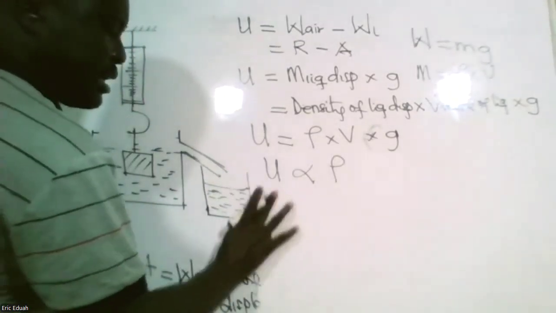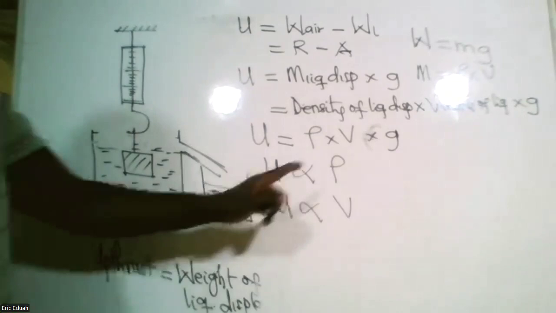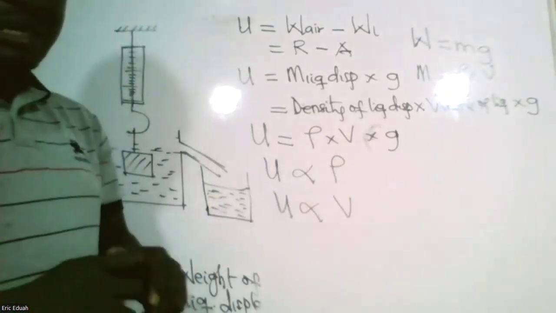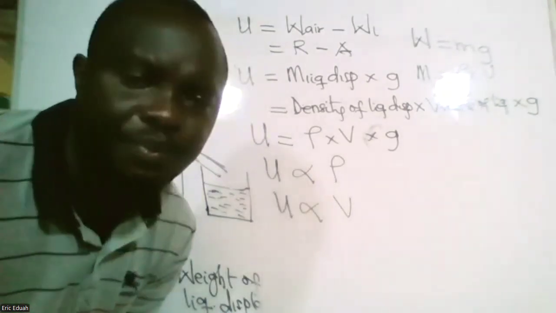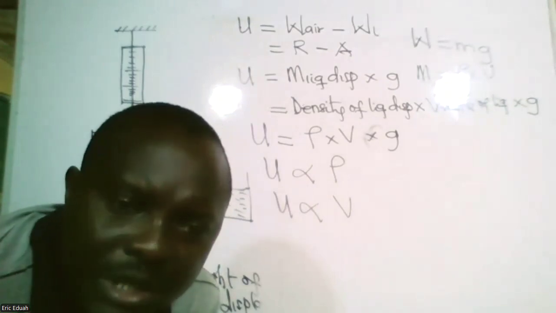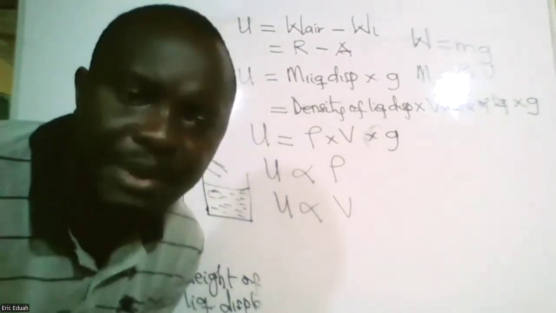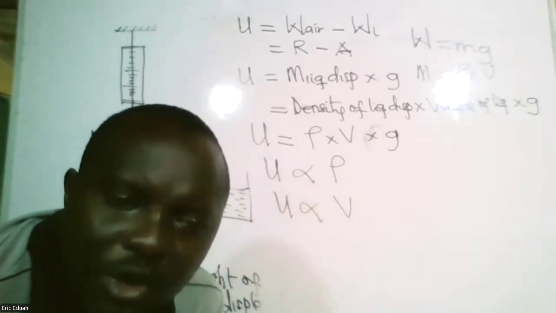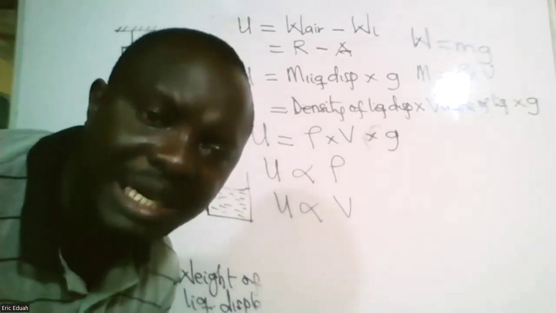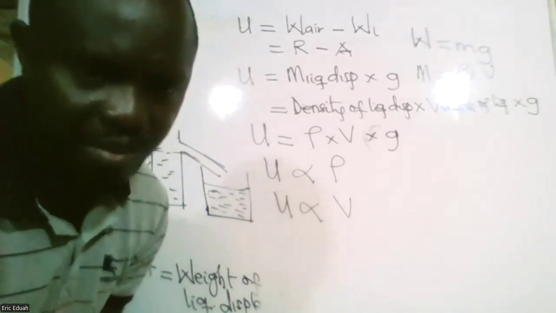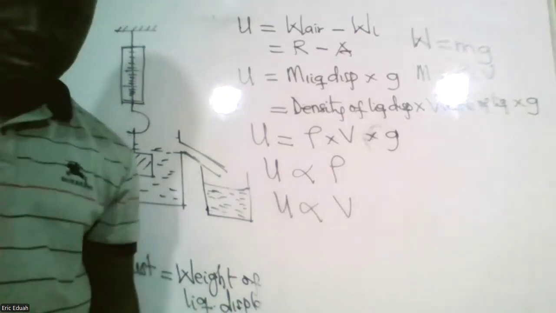Upthrust is directly proportional to volume. As for gravity, it is a constant on the surface of the earth. And this is the reason why we can easily swim in water than float in air, because the density of water is far, far greater than the density of air, because upthrust depends on density.